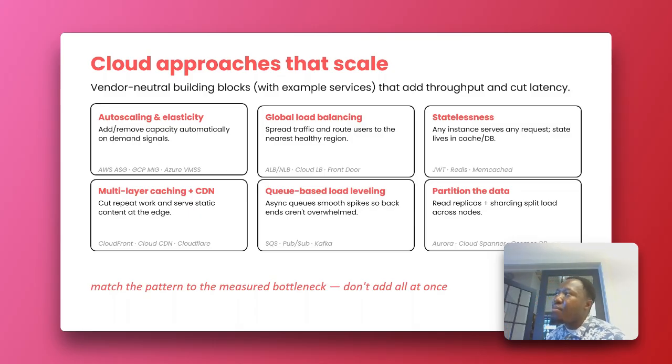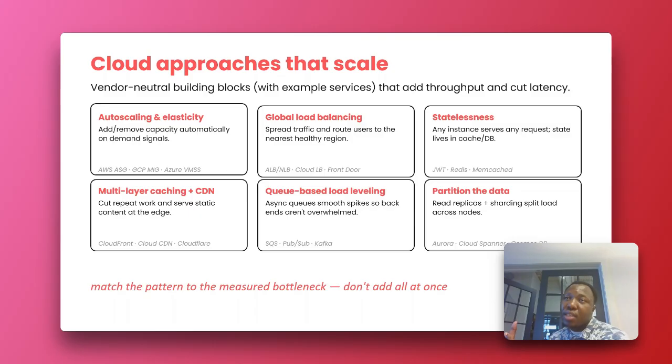And then finally, you have multi-layer caching and CDN. What this does is you're basically just storing your static content at the edge, like we mentioned. You could use a service like CloudFront, Cloud CDN, or Cloudflare, and these will serve your static assets or content closer to the user.